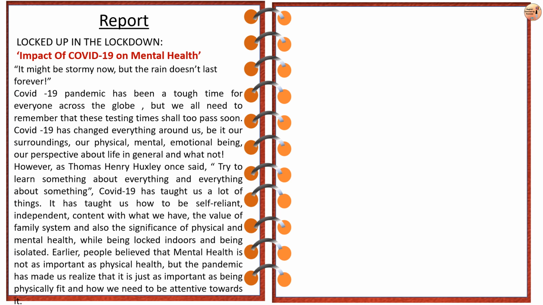COVID-19 has changed everything around us, be it our surroundings, our physical, mental, emotional being, our perspective about life in general, and whatnot. However, as Thomas Henry Huxley once said, try to learn something about everything and everything about something. COVID-19 has taught us a lot of things. It has taught us how to be self-reliant, independent, content with what we have, the value of family system, and also the significance of physical and mental health.